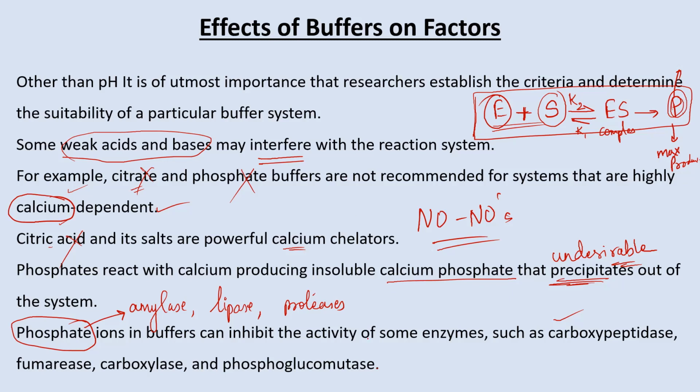But if your buffer system is inhibiting the enzymatic activity, then the enzyme substrate complex formation will be less. And if the enzyme substrate formation is less, then the product formed will also be less. So the more ES complexes form, the more product will form. You must encourage your enzyme to make more product rather than discouraging it. And how will you discourage? By using wrong buffers for the enzyme. So the researcher has to establish the criteria and determine an optimum buffer system for his or her biomolecule of interest, or the system on which he or she is working.